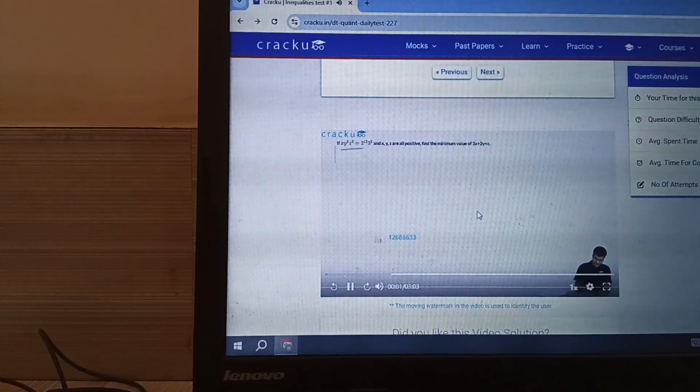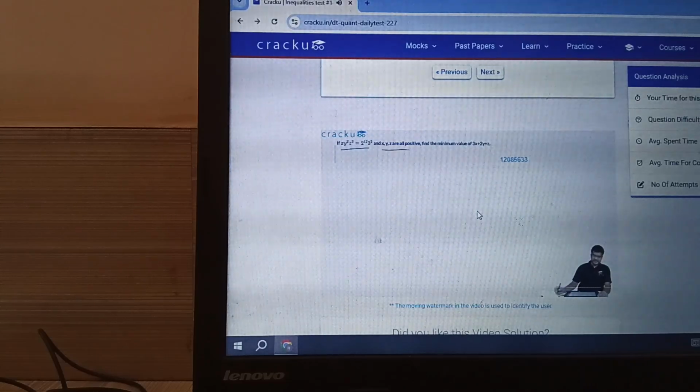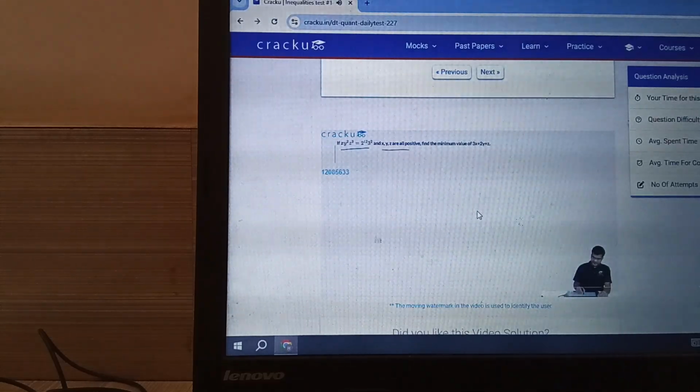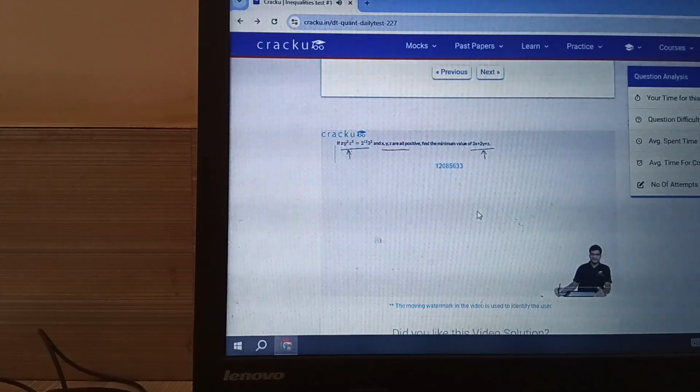In this question we are told that x into y square into z to the power 3 is equal to 2 to the power 12 into 3 square, where x, y and z are all positive, and we are asked to find out the minimum value of 3x plus 2y plus z. So we are given a product of x, y and z, and we are given a sum of x, y and z, and we are asked to find out the minimum value of the sum.